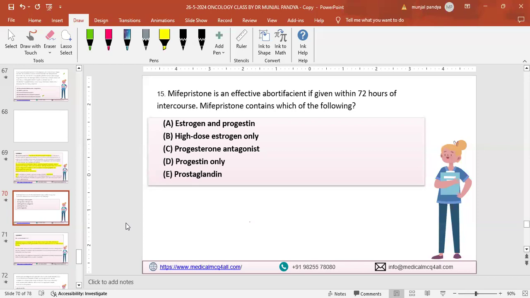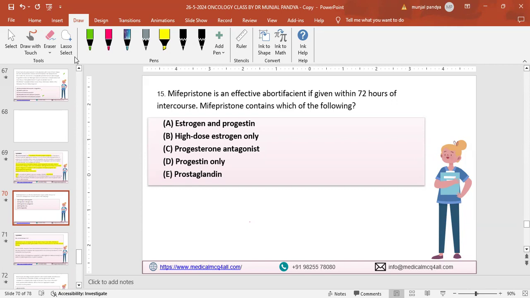Mifepristone is an effective abortion-inducing, simpler way, if you give it within 72 hours of intercourse. So if somebody has intercourse or rape or something, and they don't want to keep the pregnancy, and you give mifepristone within 72 hours, it is an abortifacient, or it induces the abortion, or it will not keep the pregnancy. So what is this mifepristone?